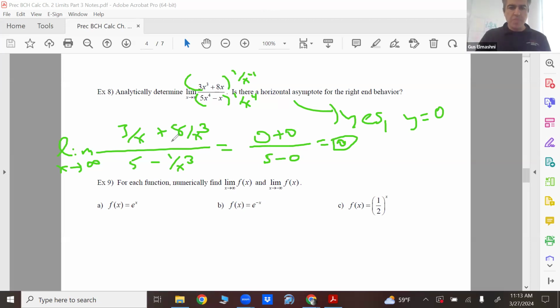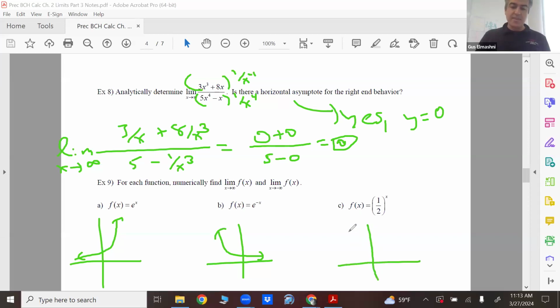Okay. Here, I would just look at it graphically. This is numerically, but yeah, just look at it graphically. This is why I spent all these years doing this stuff, so you guys can just do this quickly.